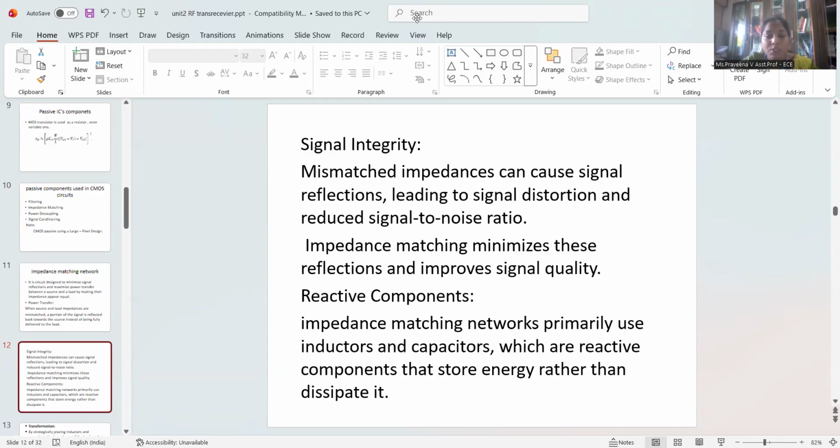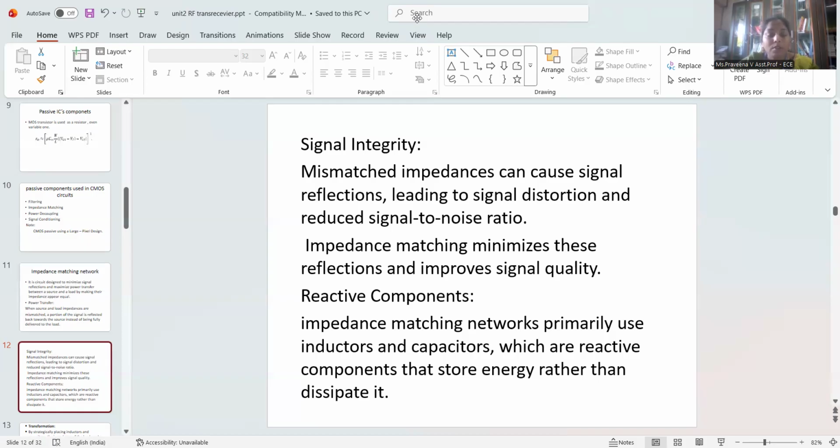What is meant by signal to noise ratio? The ratio of signal power to the noise power is the signal to noise ratio. Simply, we can call it SNR, right? So impedance matching minimizes these reflections and improves the signal quality.